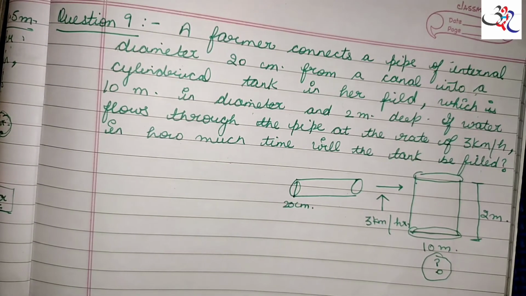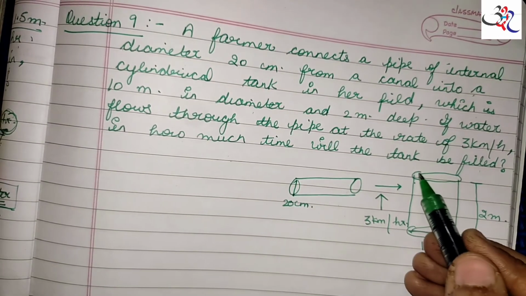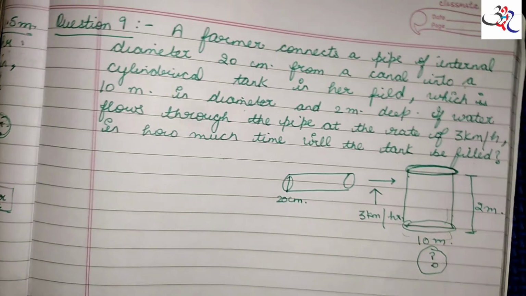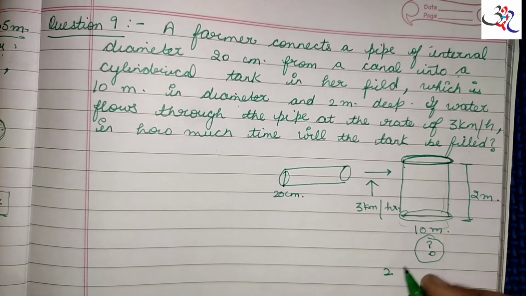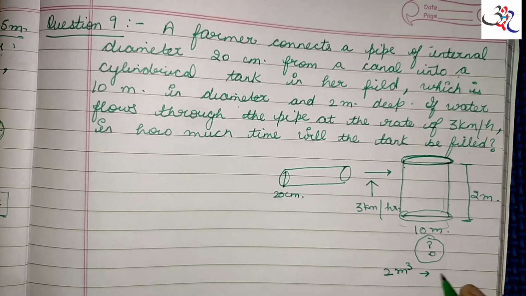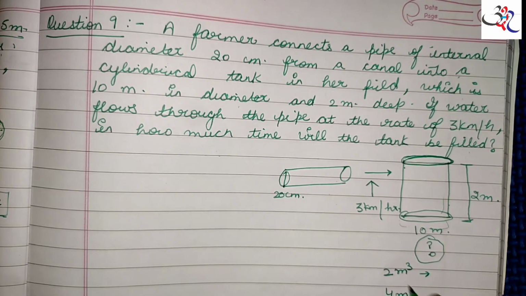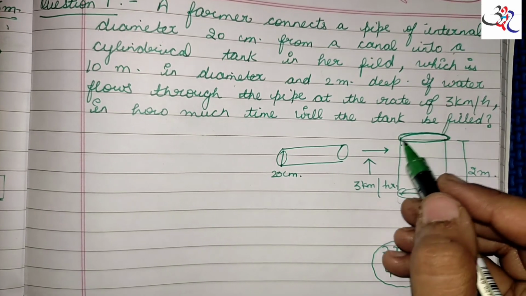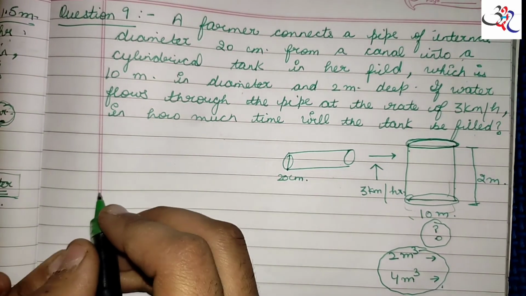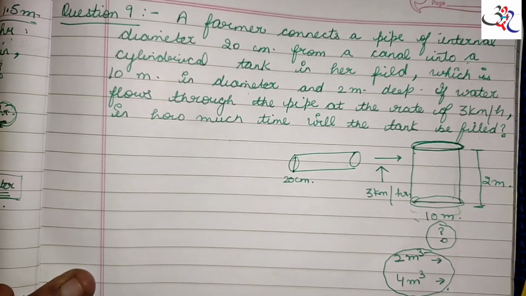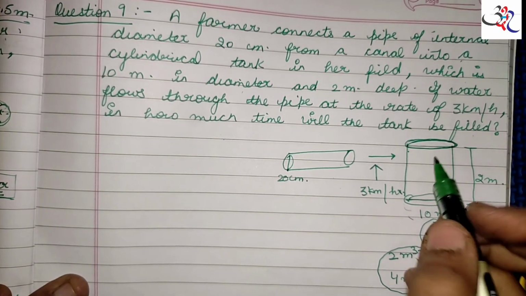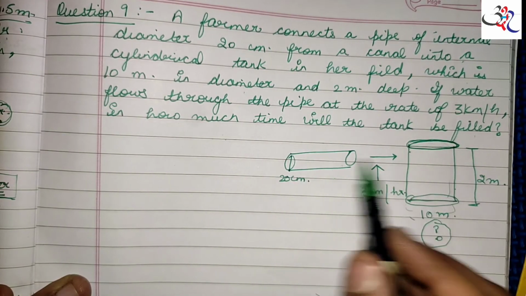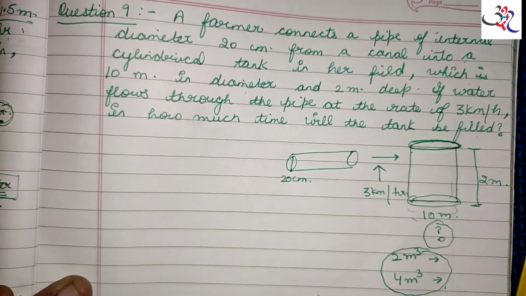To find out the time, first I need the volume of the tank. According to that, it will take the time. If the volume is 2 meter cube, then it will take less time. If the volume is 4 meter cube, then it will take more time. So first I need the volume of the cylinder. How can I find it? The volume of water being filled from the pipe will be the same as the volume of the cylinder, right?